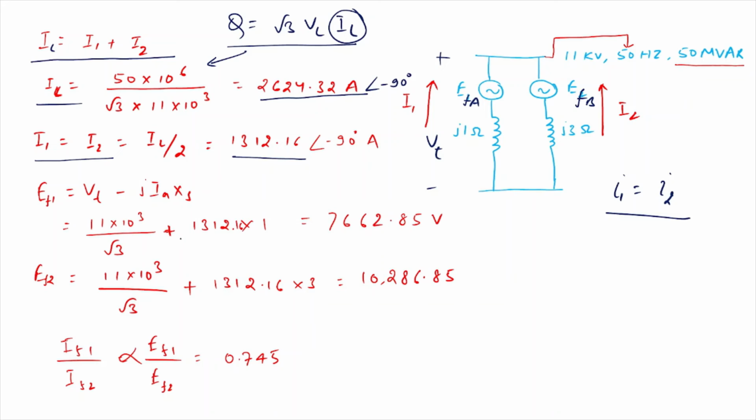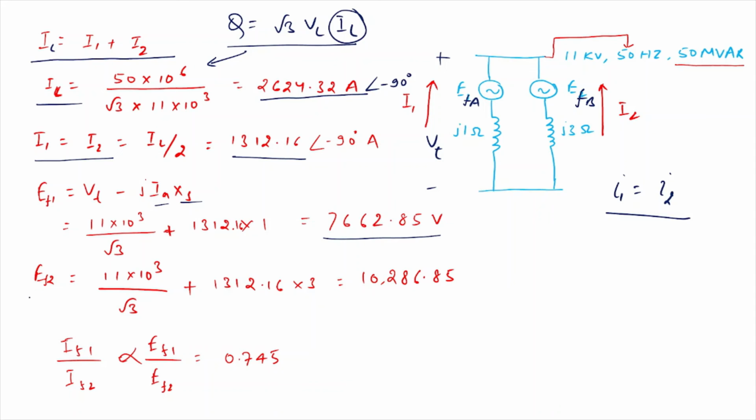Now after solving this equation, because we know IA or I1, whatever you want to say, and XS1 is also given as 1 ohm, here EF1 would be 7662.85, that is the phase value. Whenever we apply KVL, try to make all the terms in phase value. Otherwise it would be a huge confusion.